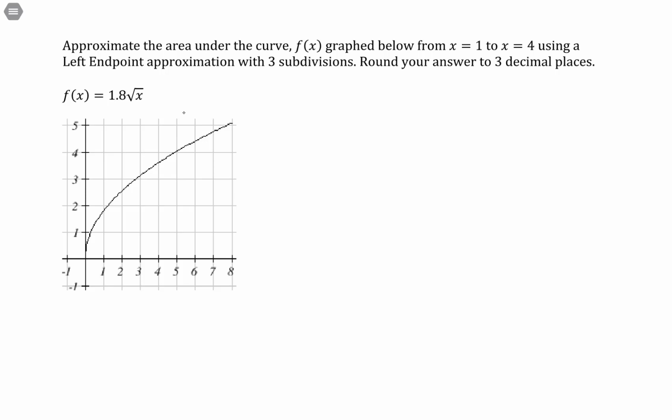Approximate the area under the curve, f of x, graphed below, from x equals 1 to x equals 4 using a left endpoint approximation with 3 subdivisions. Round your answer to 3 decimal places. Okay, so we have a graph of a function involving a square root. So 1.8 times the square root of x. We are interested in the region from x equals 1, so this starting value here, to x equals 4.